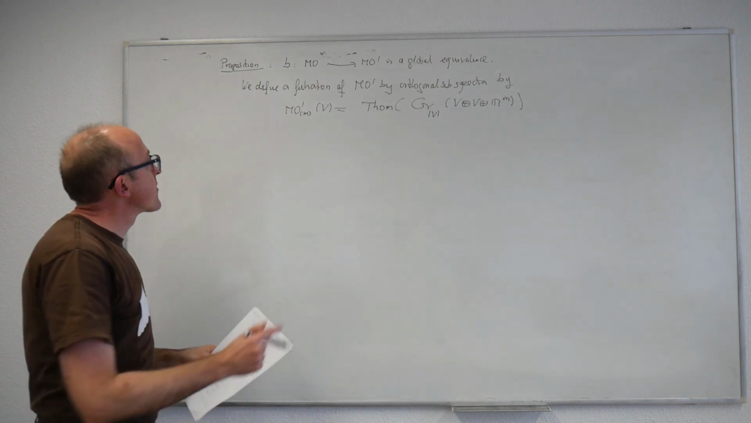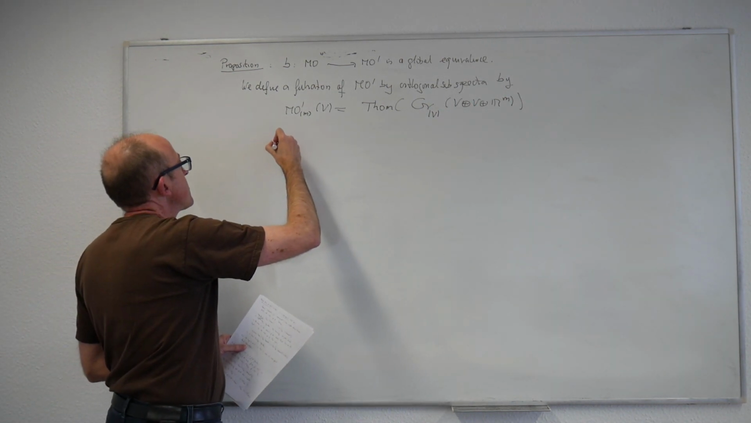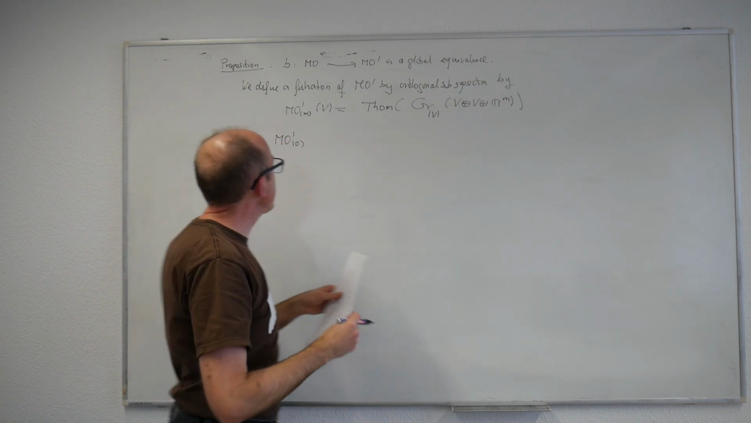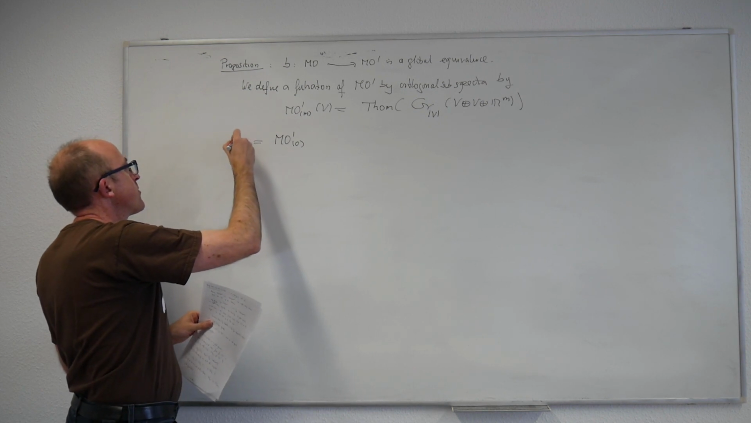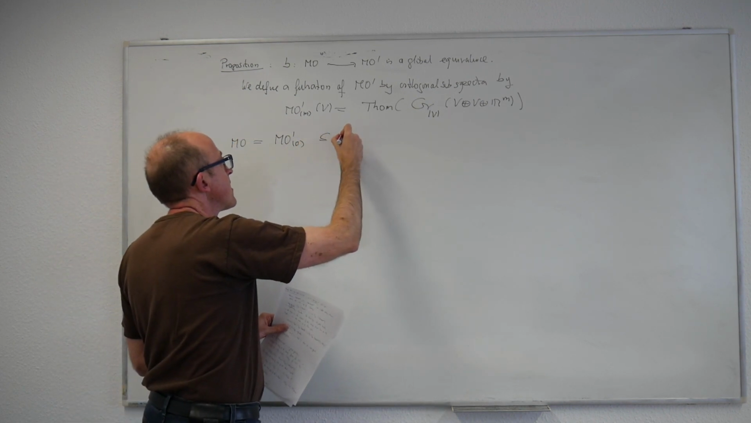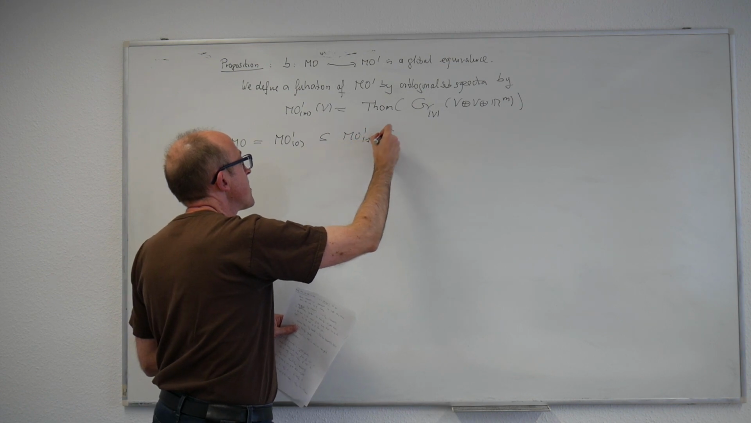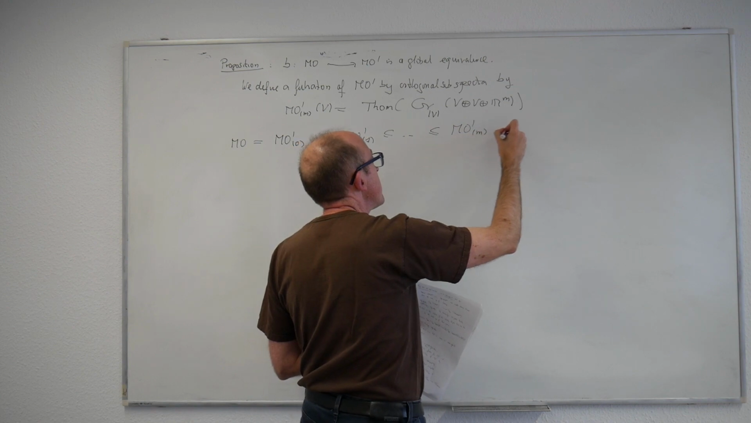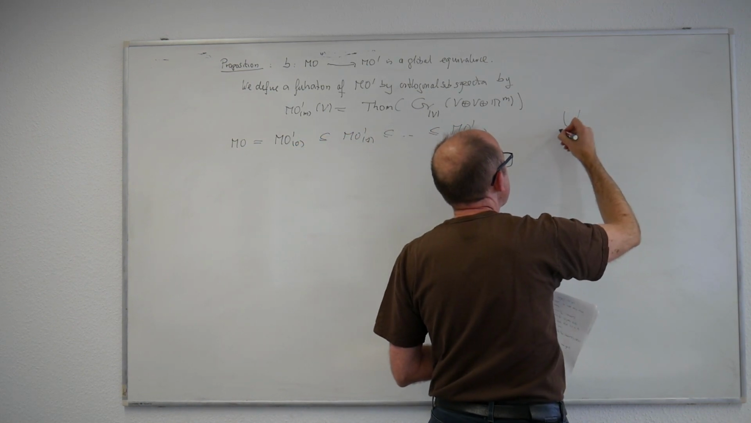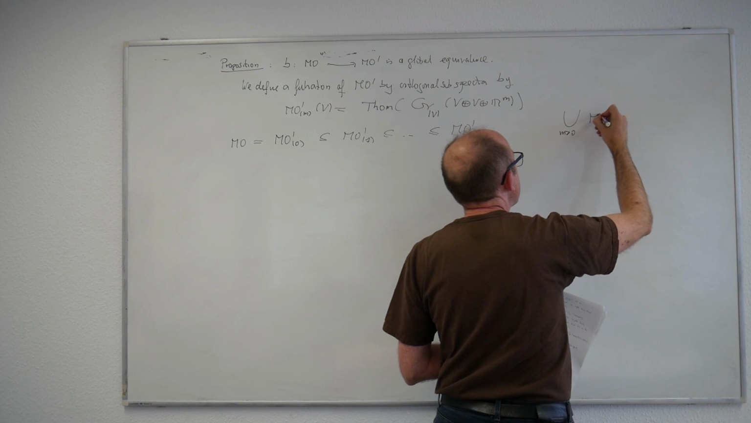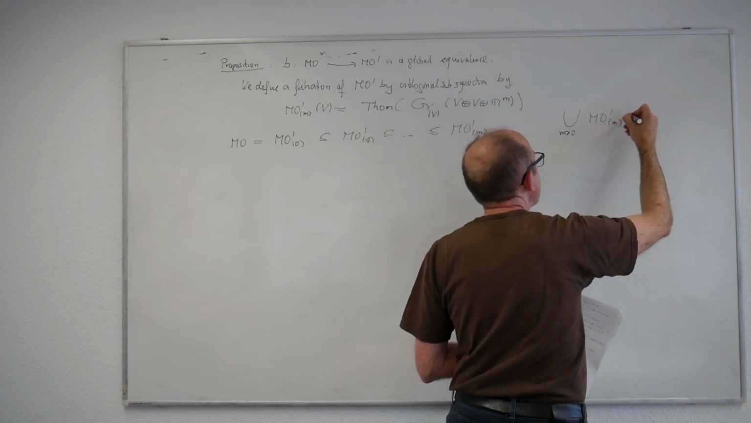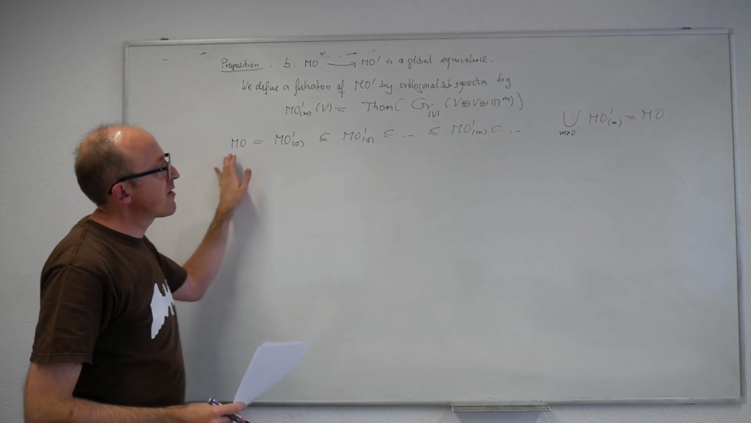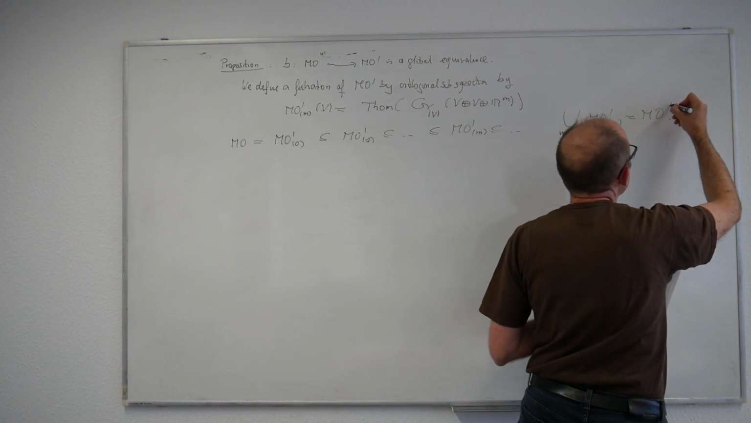So this gives us a filtration which starts with MO prime 0, and then there is no R to the M. So this is really the MO without a prime, sitting inside MO prime 1, and so on, MO prime M, and then the union for m greater or equal to 0 of the MO prime M's is the MO prime. So we want to show the map all the way from here to here is a global equivalence.